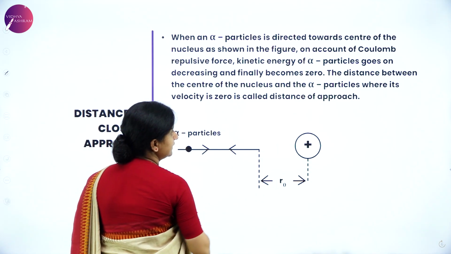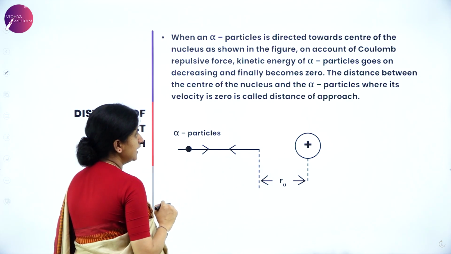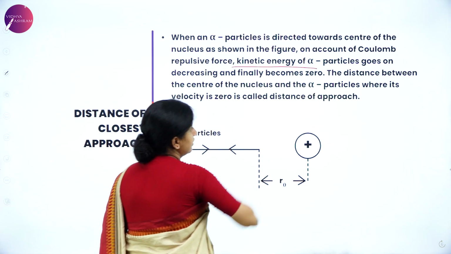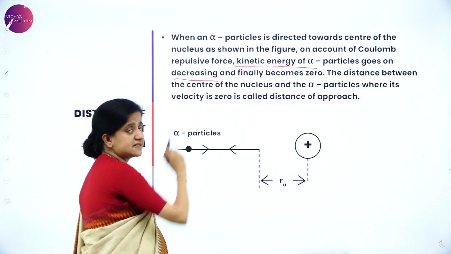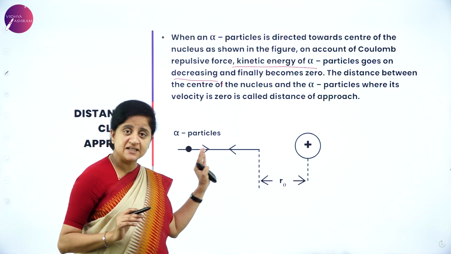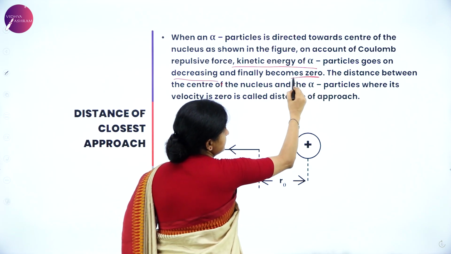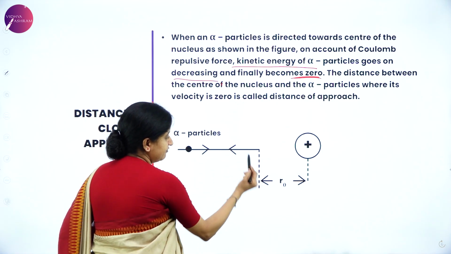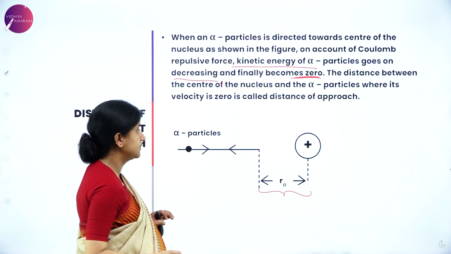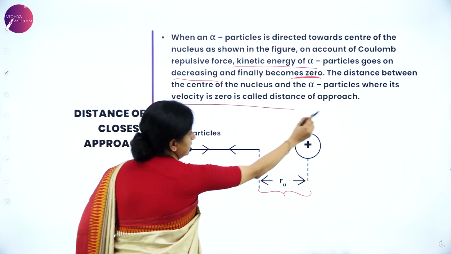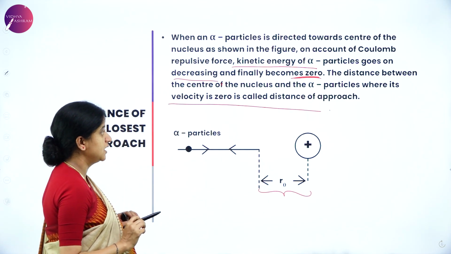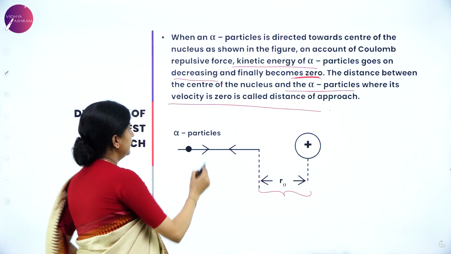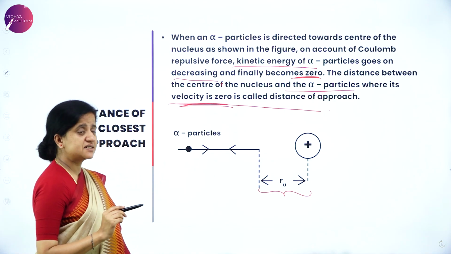When an alpha particle is directed towards the center of the nucleus, on account of Coulomb's repulsive force, the kinetic energy of the alpha particle goes on decreasing. So the kinetic energy of the alpha particle decreases initially and finally it becomes 0. The distance between the center of the nucleus and the alpha particle, say for example this distance, is called the distance of closest approach.